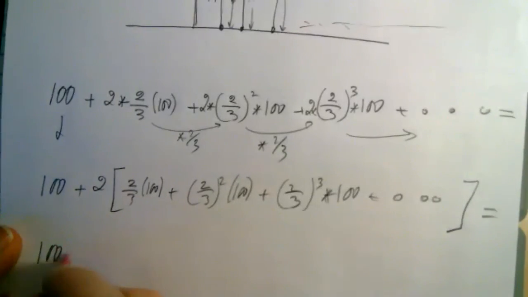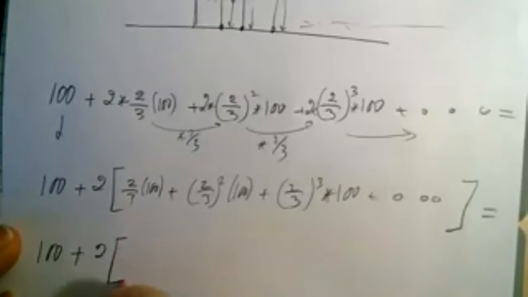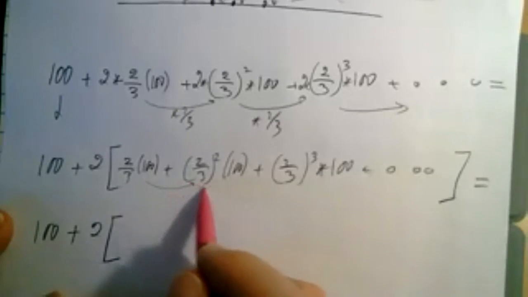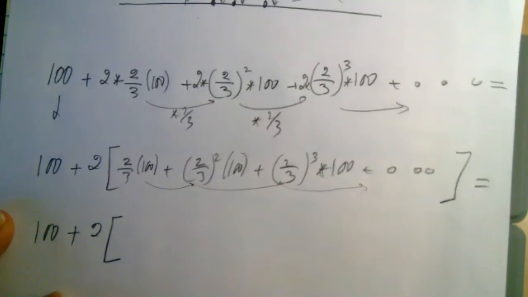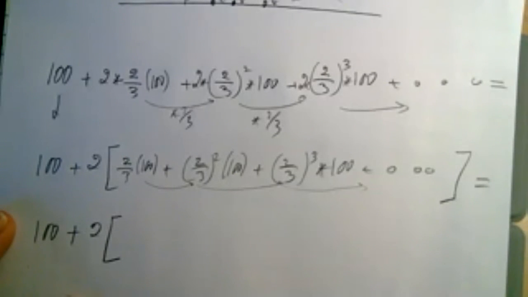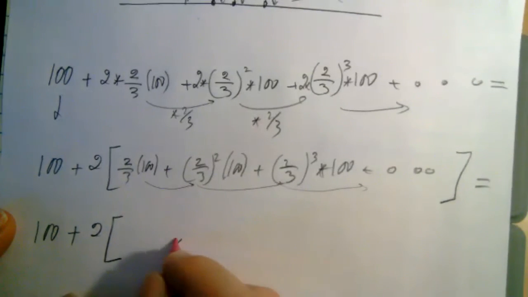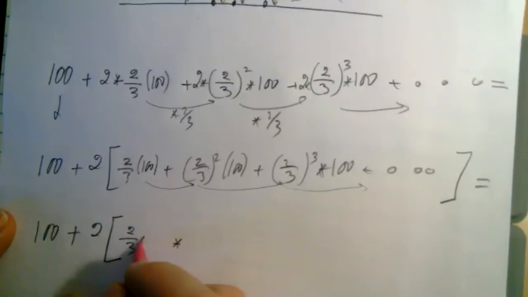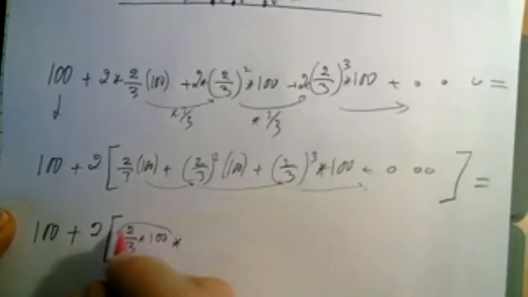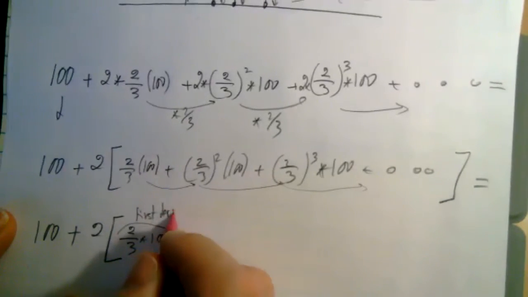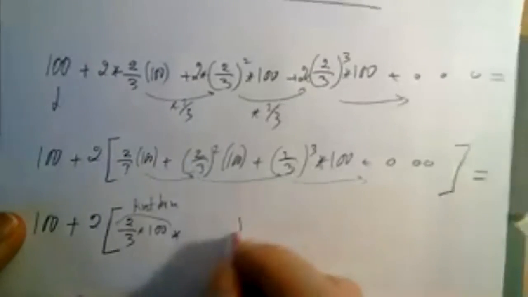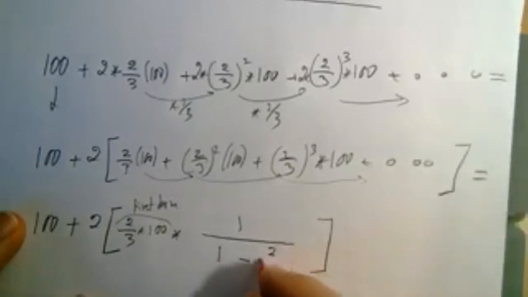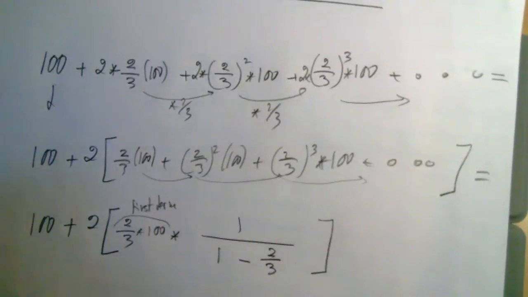So finally, that's 100 plus 2 times this. This is a geometric series. The ratio is 2/3, so it's definitely going to converge. And what's the sum of a geometric series? It's the first term times 1 over 1 minus the ratio. The ratio in this case is 2/3.